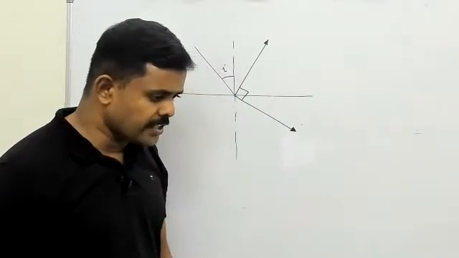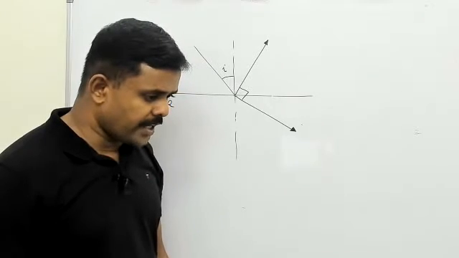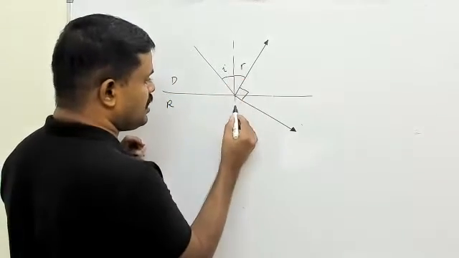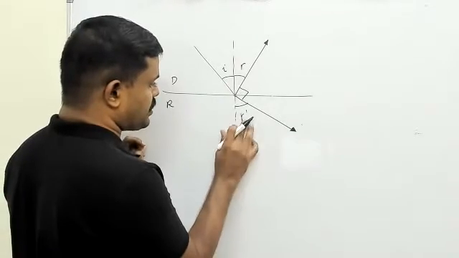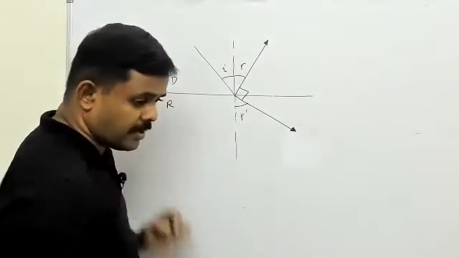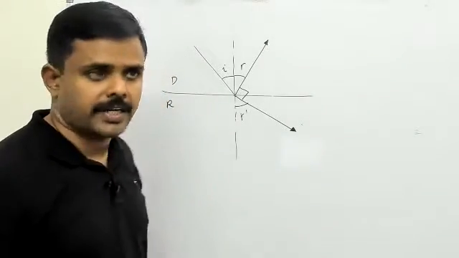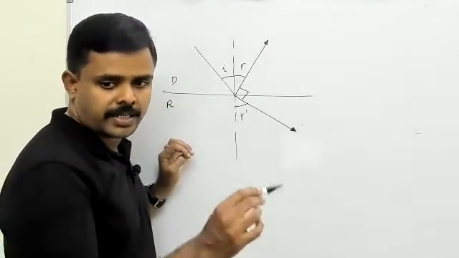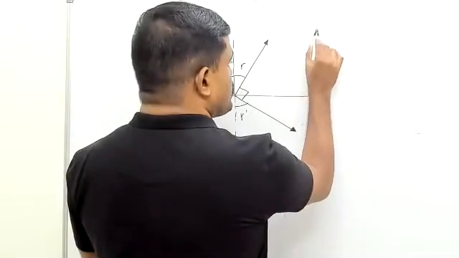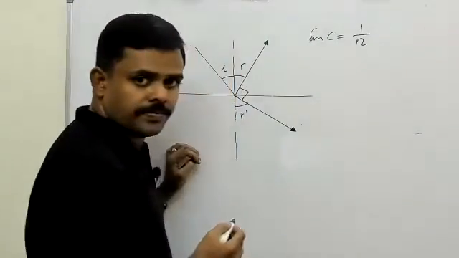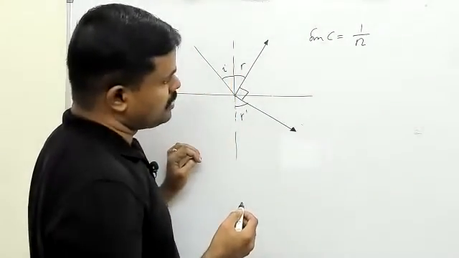The angle of reflection is R, angle of refraction is R dash, respectively. What is the question? Show that the critical angle is sine inverse tan I. I'll do this critical angle. What is the equation for sine C? Sine C is equal to 1 by n.